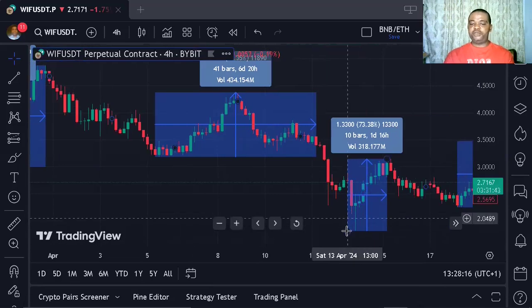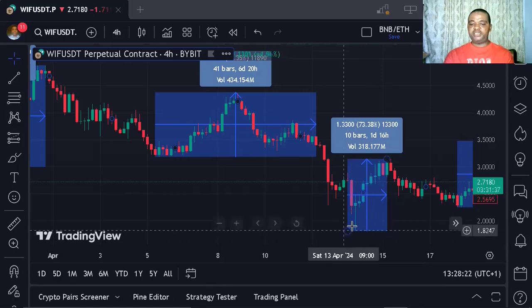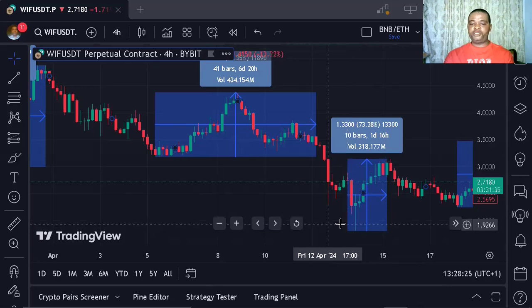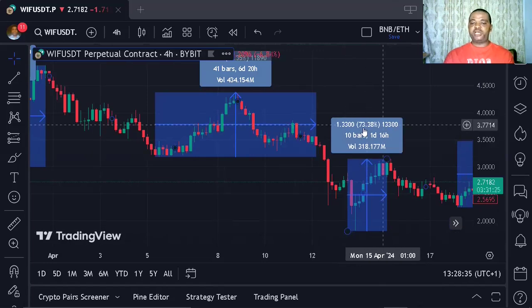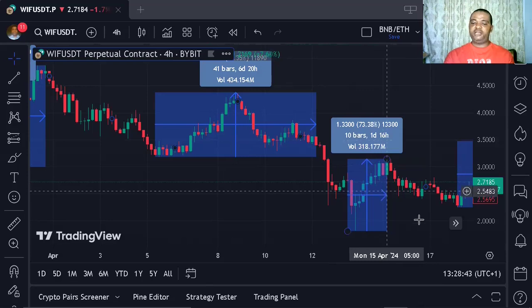Moving on to the next bullish trend section. This bullish trend section started from the lowest price of this green candlestick bullish trend starter. And from the lowest price of this green candlestick bullish trend starter, the price action of this cryptocurrency squeezed up by 73.38% in 1 day, 16 hours. And you would have made over 50% profit on this particular bullish trend section.